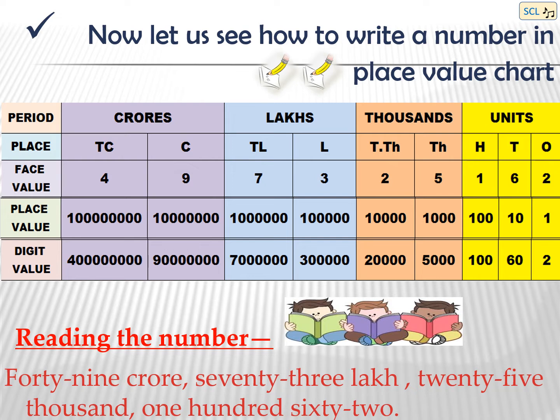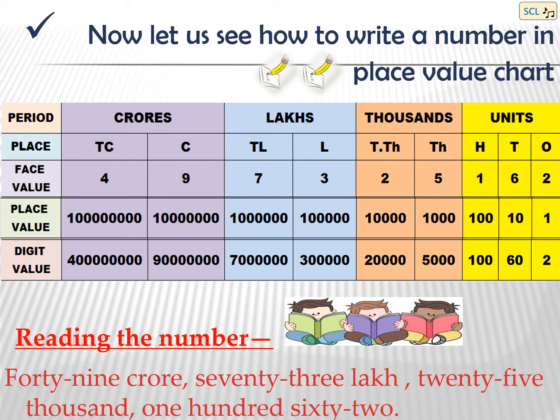Now let us see how to expand this number and how to find its place value, how to find its digit value. So 2 is in 1's place. Its place value is 1 and the digit value comes to 2. 6 is in 10's place. Its place value is 10 and the digit value comes to 60. 1 is in 100's place. Place value 100 and the digit value comes to 100. 5 is in 1000's place. Its place value is 1000 and the digit value comes to 5000. 2 is in 10,000 place. So its value is 20,000.